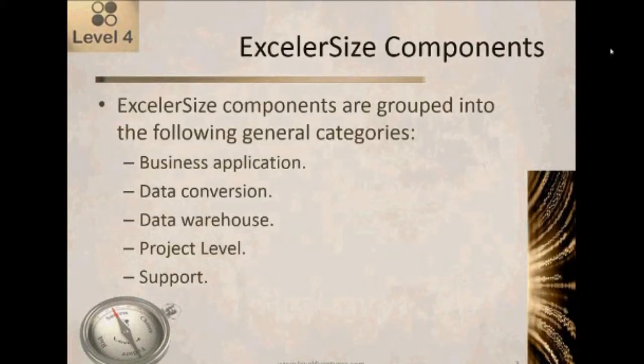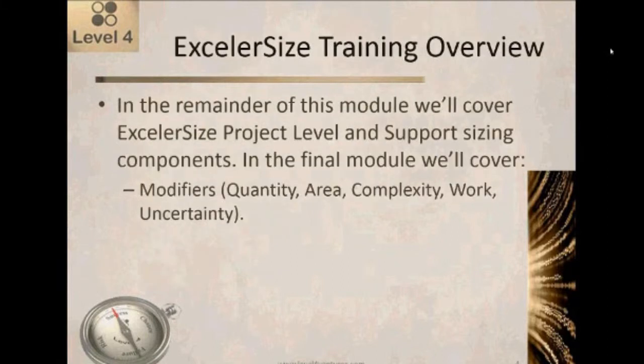So by way of review, we started off talking about various business application components. Then we talked about data conversion components. Last session, we talked about data warehouse specific stuff. And today, we're going to talk about both project level components and support components. So those two combined. Then in our final module, we'll be talking about the modifiers. So we'll be covering quantity, area, complexity, work, and uncertainty.